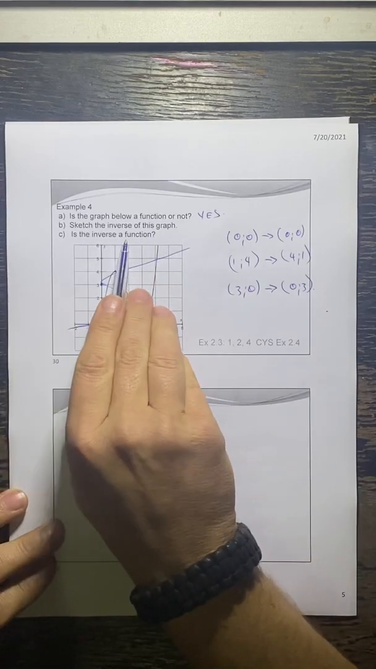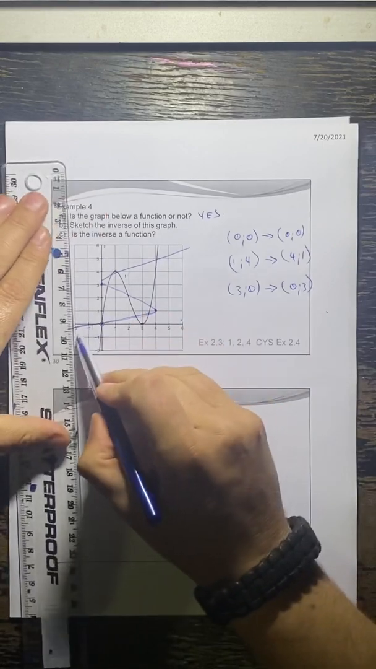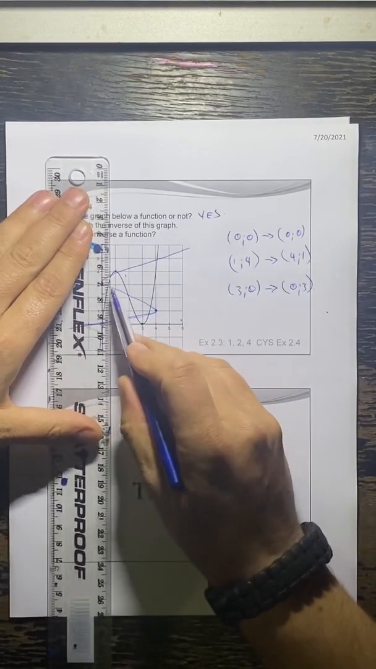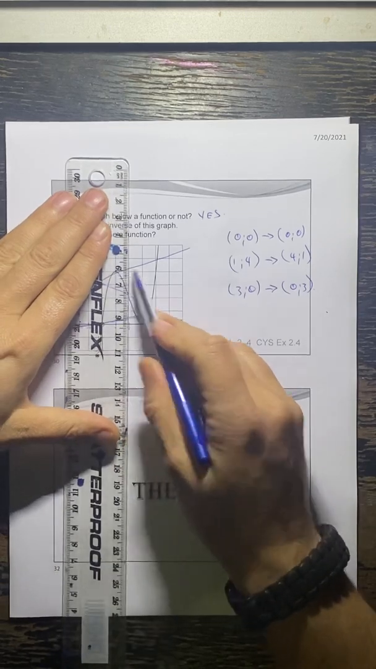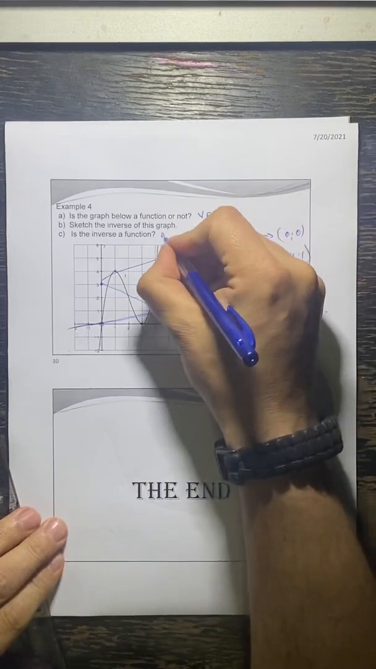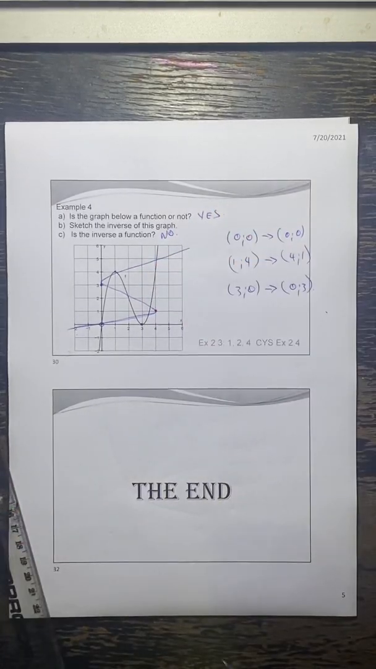Then, is the inverse a function? Well, let's have a look at the vertical line test. Over here, it's fine, it's cutting once. But then when we get over here, you can see it's cutting 1, 2, 3. So it's not a function. So this is no. Okay.